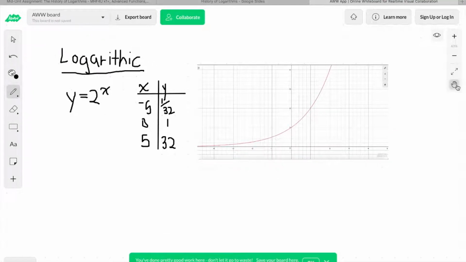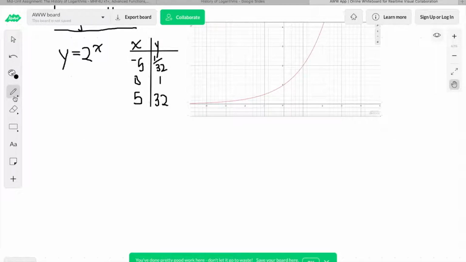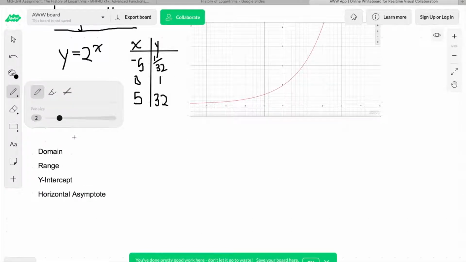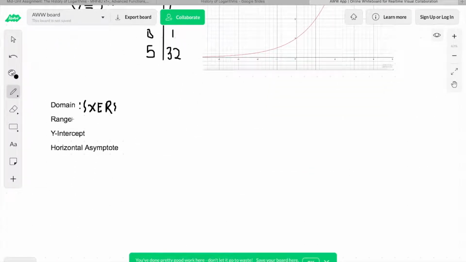So right here, this is a graph of y equals 2 to the power of x, and now I'm going to list some properties of this graph. First we're going to look at the domain, and the domain of this graph is x ∈ R, so x can be any real number. As you can see on the graph, there are no restrictions on x, and it goes on forever and ever on both sides.